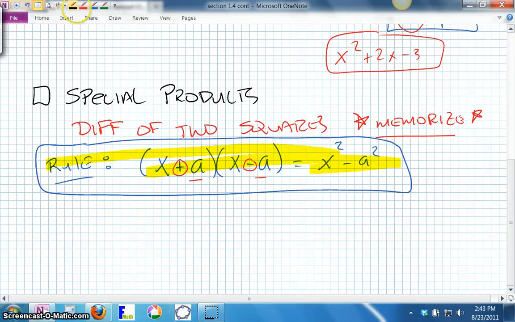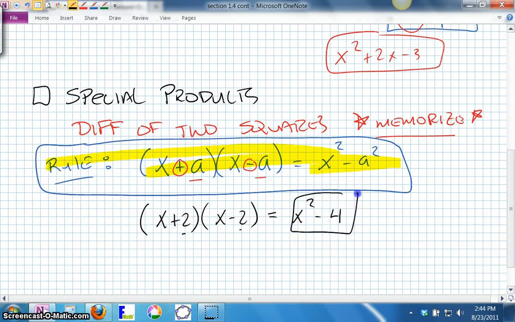Let me give you an example. If I was going to do x plus 2 and then multiply that by x minus 2, well, I could use FOIL. That's one of my options. I could also use the box method. That's another option. But I'm noticing that each of these terms are the same value. So if I have x plus 2 times x minus 2, then I can go straight to the formula and say that's going to be x squared minus 2 squared, which is what? And that's the answer. How sweet is that?